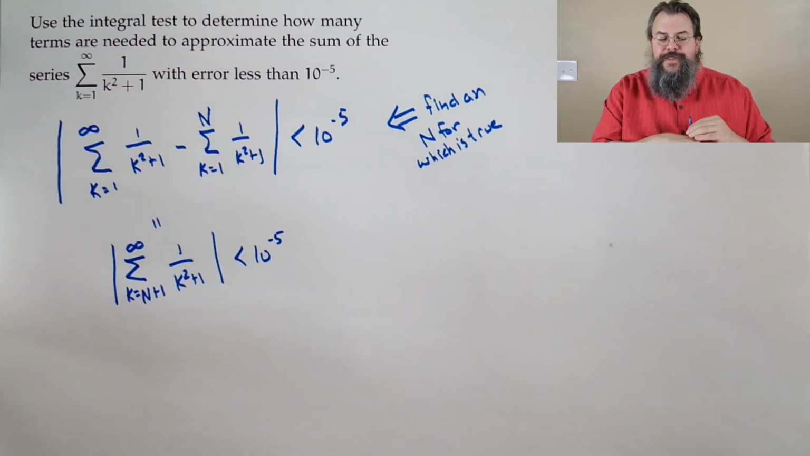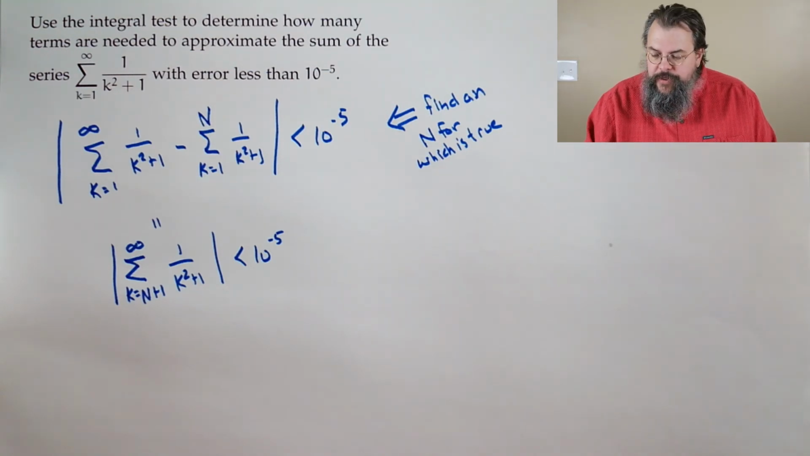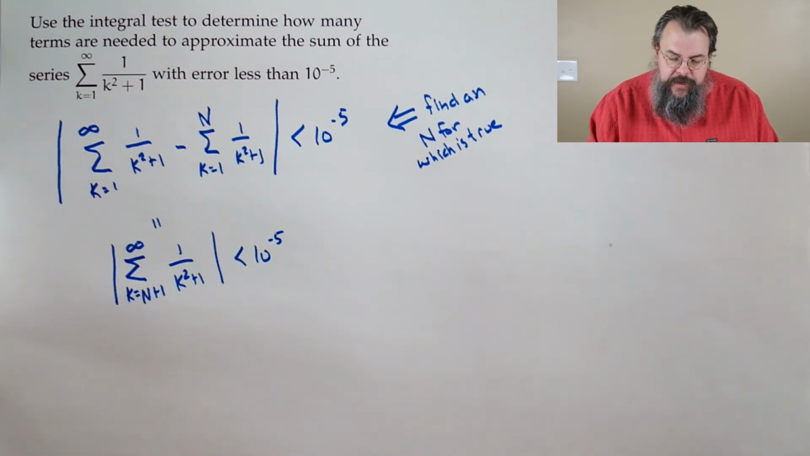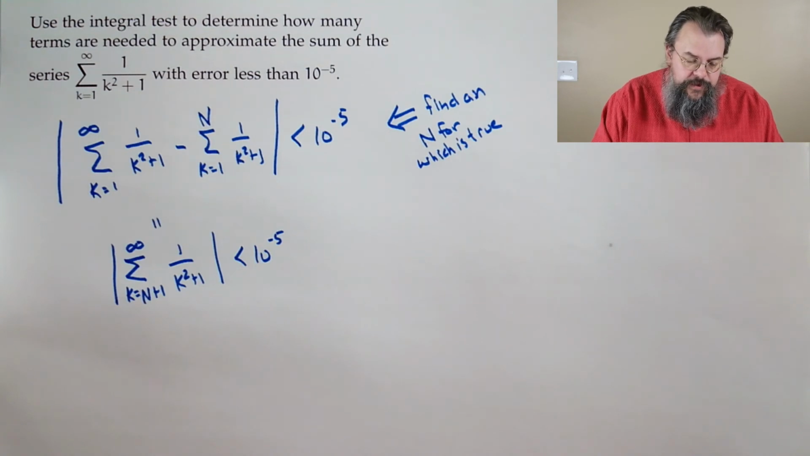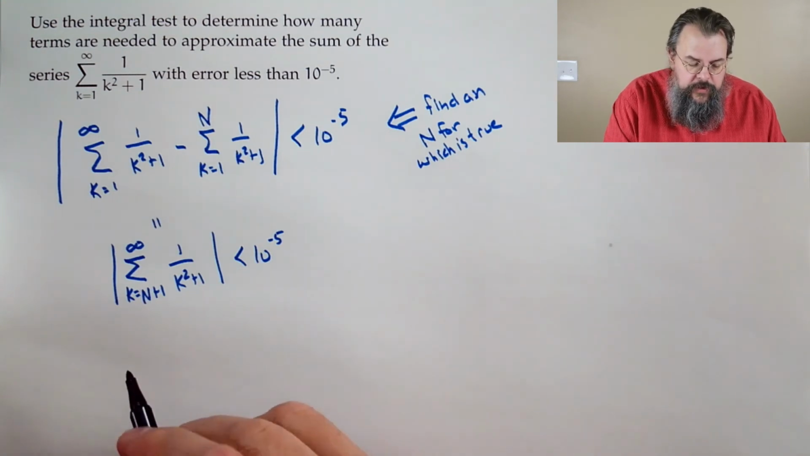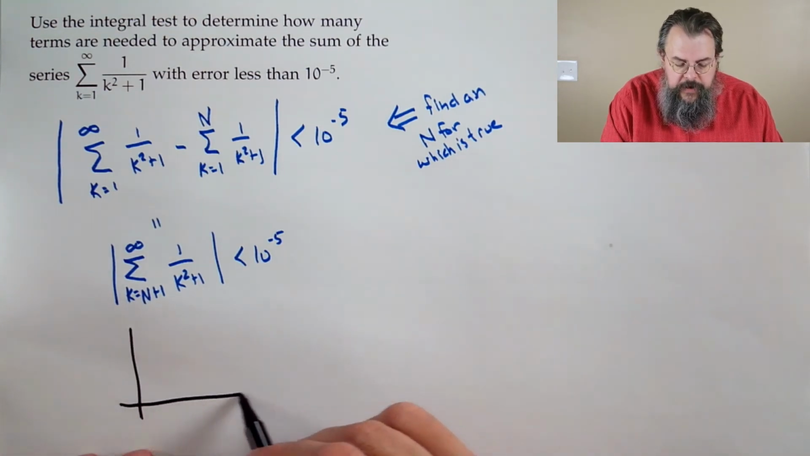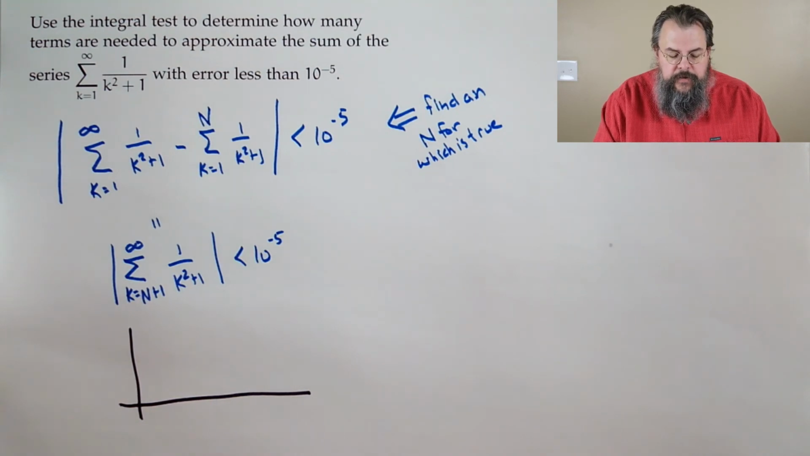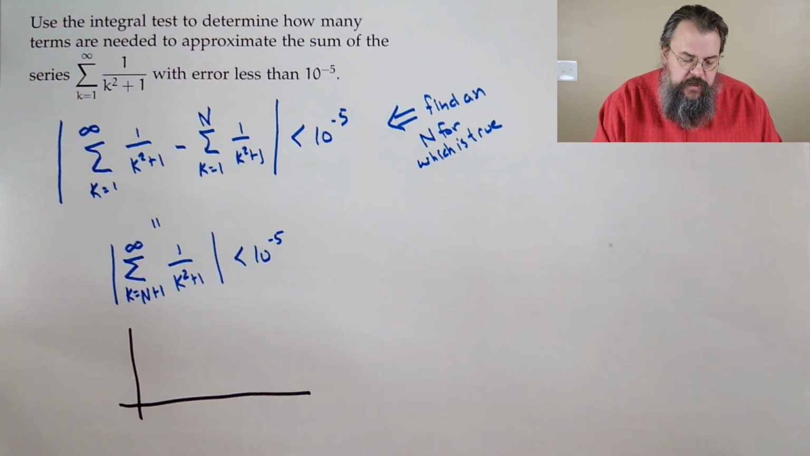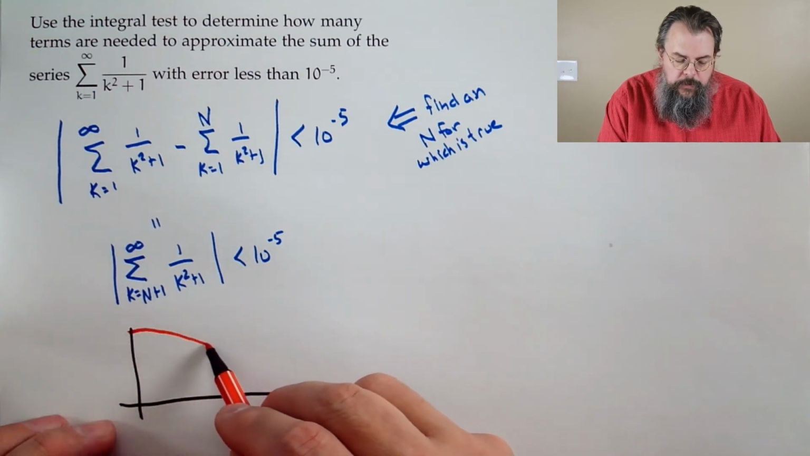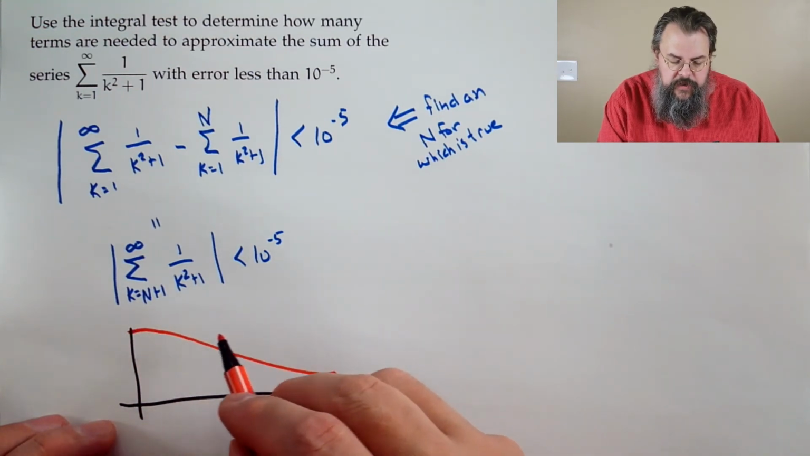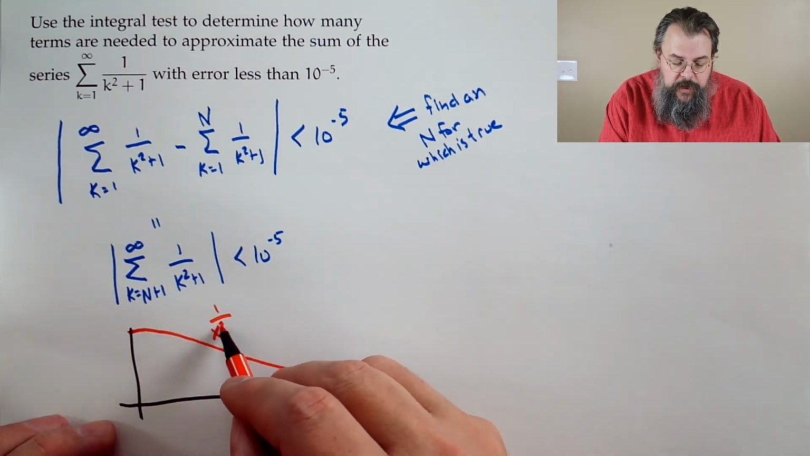All right, so we're most of the way there. We have an idea. Let's get a quick sketch of what's going on here. So we have our curve, 1 over k squared plus 1. We're going to think of our curve as being for the function 1 over x squared plus 1. So here's 1 over x squared plus 1.